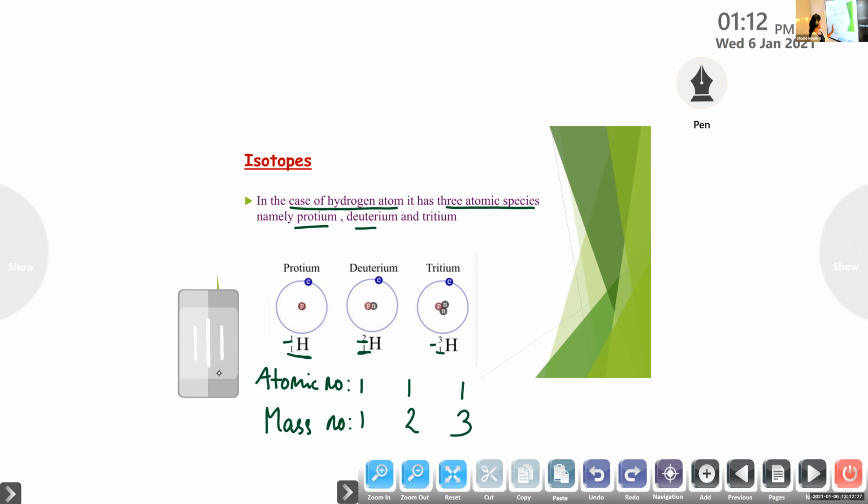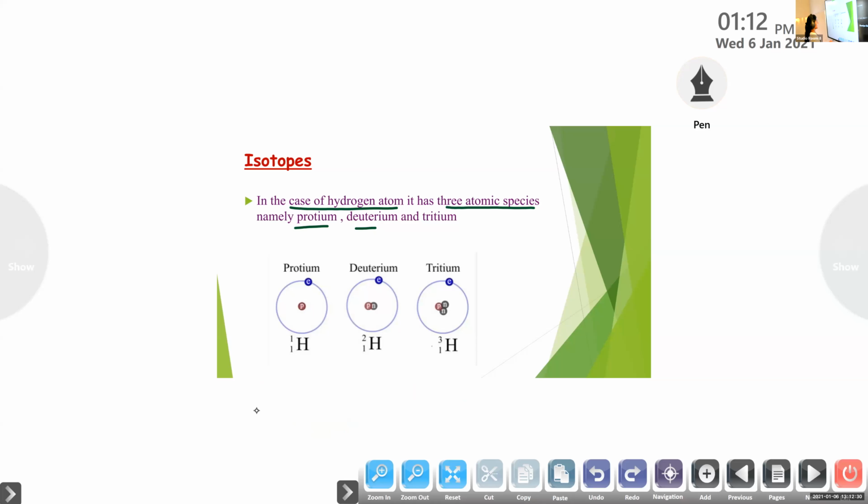This atomic number and mass number can be identified from the image itself. Look at this first image. Here one proton. One proton means its atomic number is 1. And there is no neutron here. So the atomic number is 1 and the mass number is the sum of proton and neutron. Here only one proton, no neutron. So its mass number is also 1.